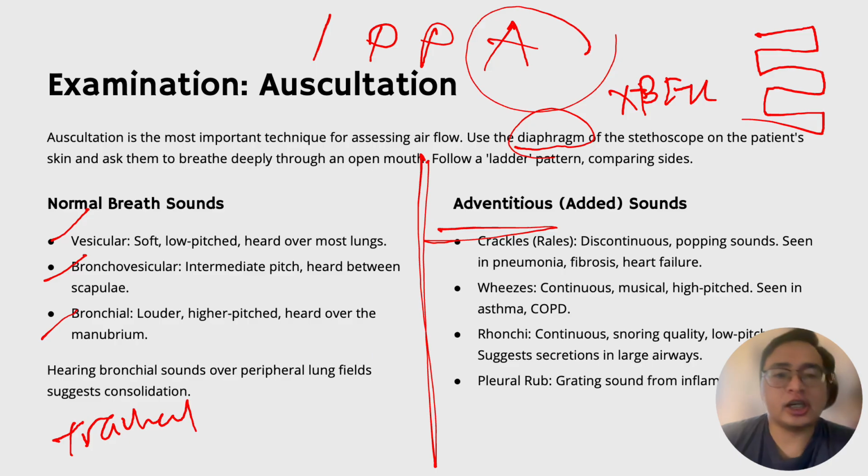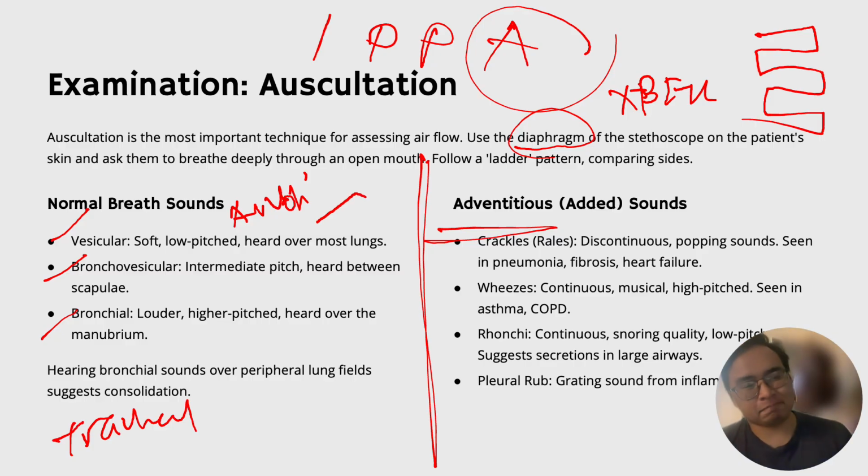Vesicular, I want you to think of it as the sound of air coming in and out of the alveoli. When you listen to it, it's soft, low-pitched, and heard over most of the lungs. It's the most typical lung sound that you're going to hear. Here, the inspiratory part is longer than the expiratory part.